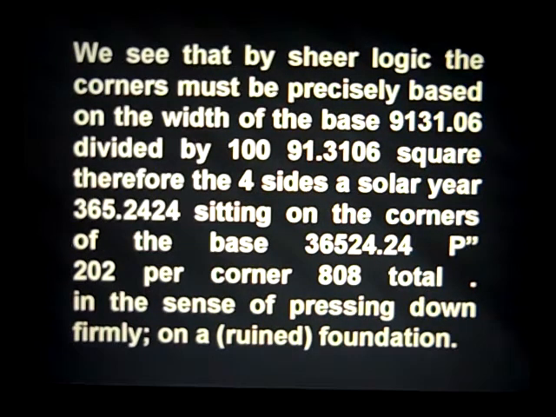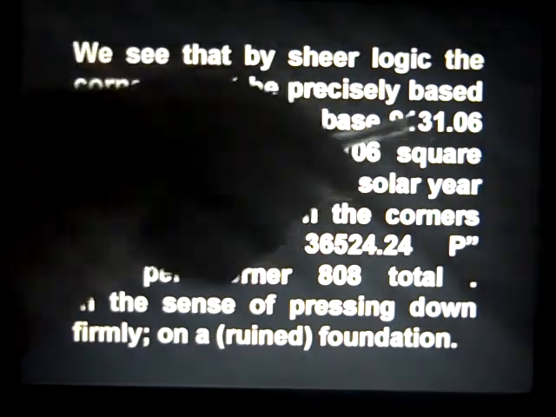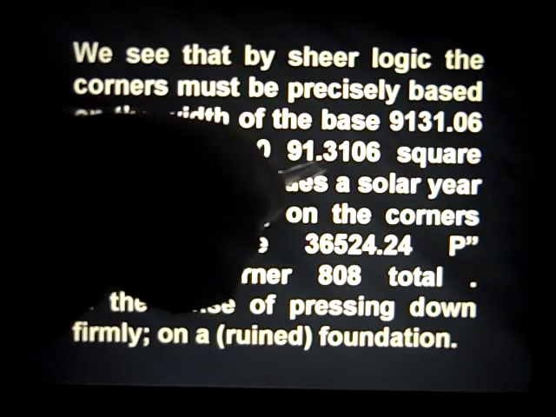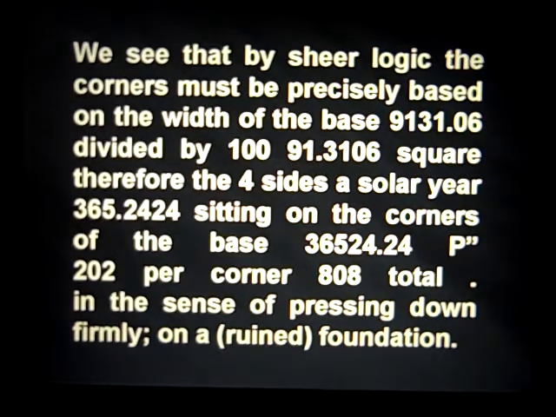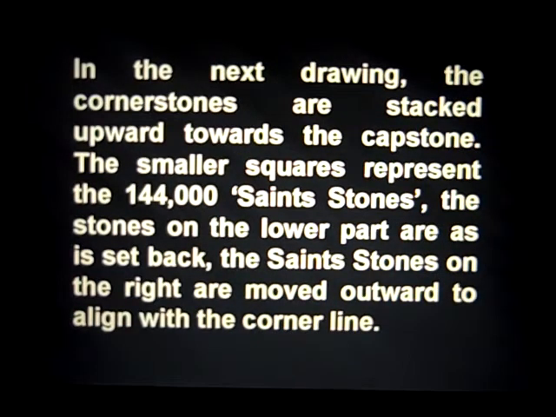We see that by sheer logic, the corners must be precisely based on the width of the base. The base of the pyramid itself is 9,131.06 divided by 100, which is the base of the cornerstones, square. Therefore, on the four sides, each one of the cornerstones is a solar year of 365.2424, sitting on the corners of the base of 36524.24. You're all familiar with these numbers. Again, 202 per corner and 808 in total.